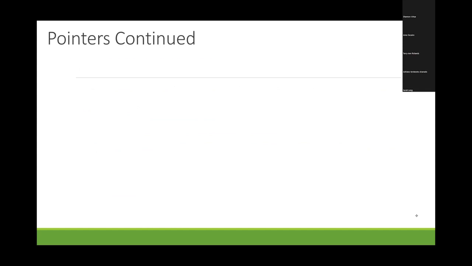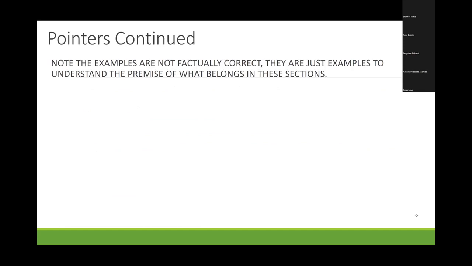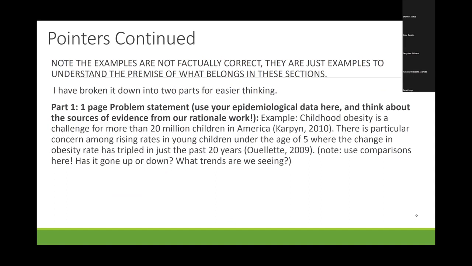I have one more slide, or actually 2 more slides of specific pointers, and I won't spend too much more time on this, except to say that breaking down the idea of how to write these can be useful. Again, this data isn't real. But starting with a broad statement, for example, childhood obesity is a challenge for more than 20 million children in America. You can see now, right, that I took one of my 6 key facts.